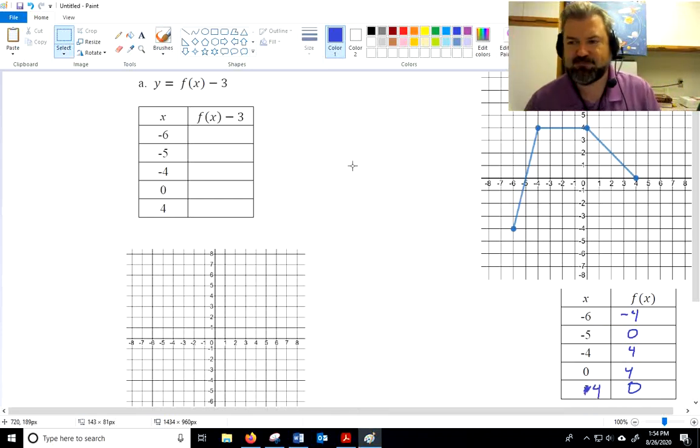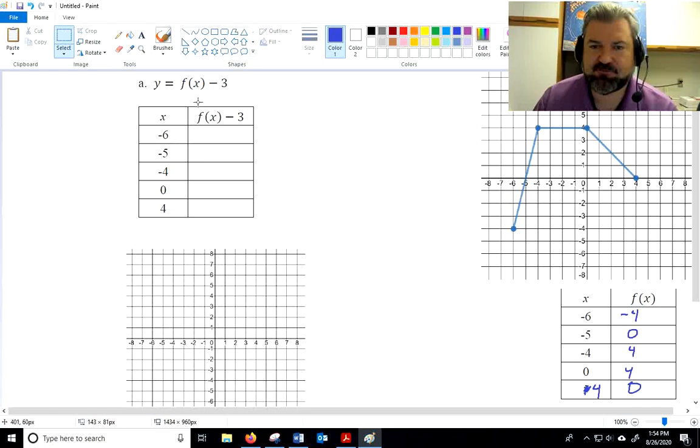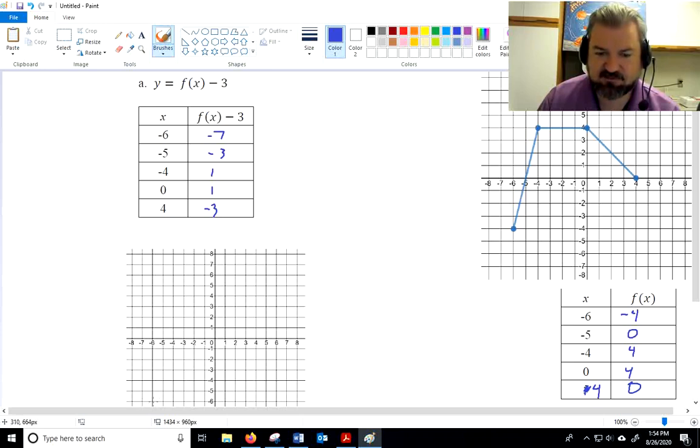All right, let's see how you did. We got f of x minus 3 for the y values here. So I'm going to subtract 3 from each of these y values from over here in this f of x. So that'd be -3, and then 1, and then 1, and then -3. So I've got -7 at -6. Oh, that's way down here. And I've got -5 goes to -3. -4 goes to 1, sorry. It's like this, right? Then 0 goes to 1, and then 4 goes to -3.